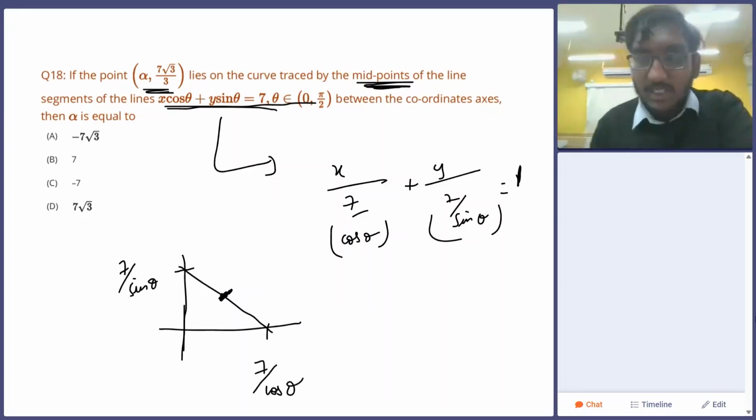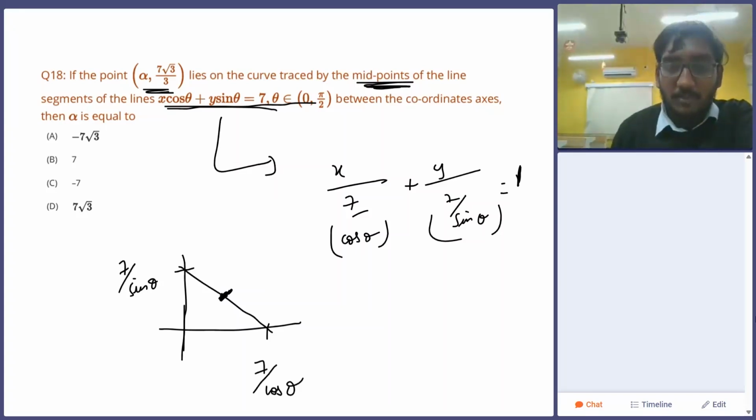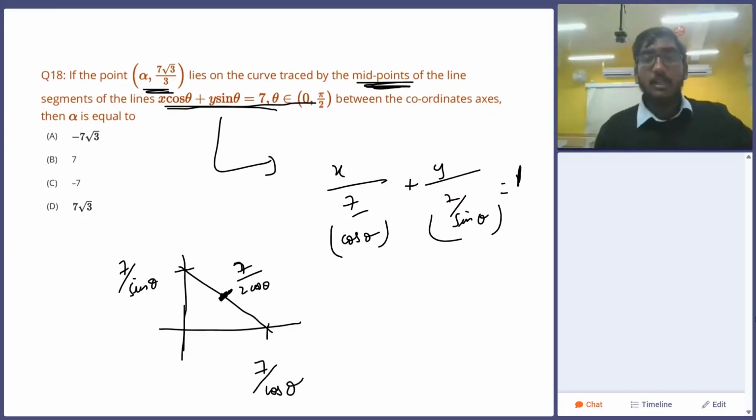That we have to determine. Okay, first what will be the midpoint? We just apply the arithmetic mean formula. What will be the x coordinate of the midpoint? It will be 7 by 2 cos theta. Basically here the x coordinate is 0, here it is 7 upon cos theta, so the midpoint x will be 7 upon 2 cos theta. Here the y will be 7 upon 2 sin theta. Okay, that will be the midpoint value.